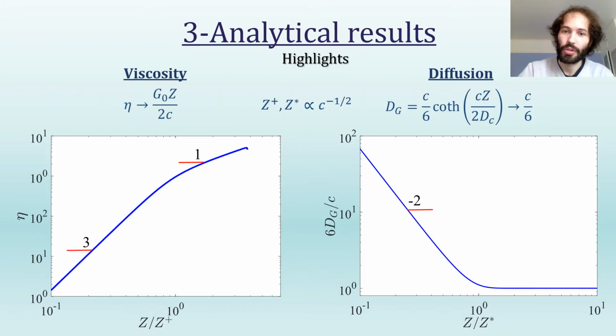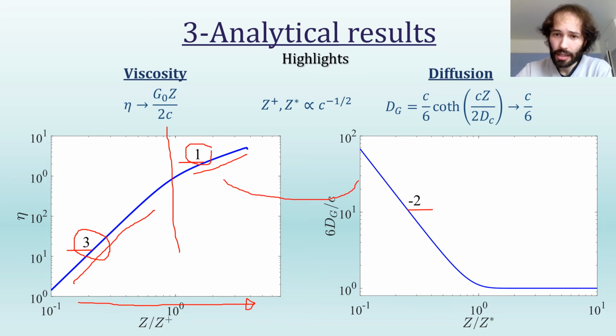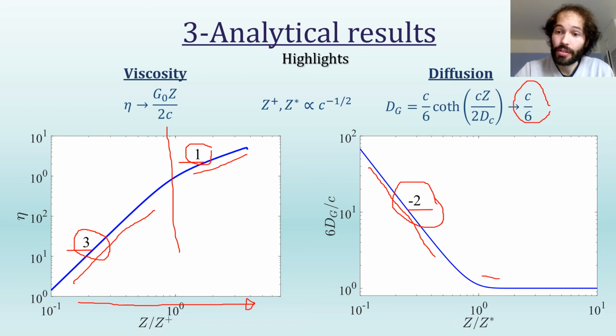We can change the point of view of the argument by setting the value of the drift and increasing the number of entanglements. Okay. As I stated before, the viscosity has a power law of 3 in the case of pure rotation, whereas when the drift governs, it becomes linear with the molecular weight. Similarly, in the case of the diffusion of the center of mass, in the case of pure reptation, we had a power law of -2, whereas it becomes a constant when the drift is the main relaxation mechanism.